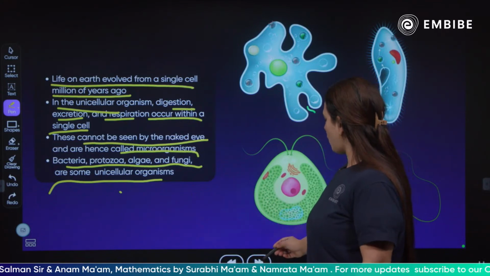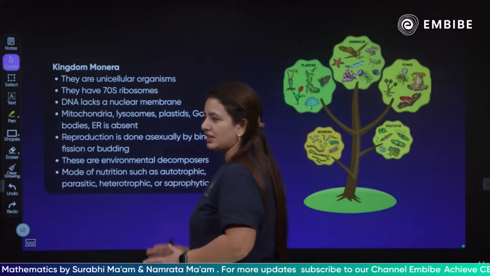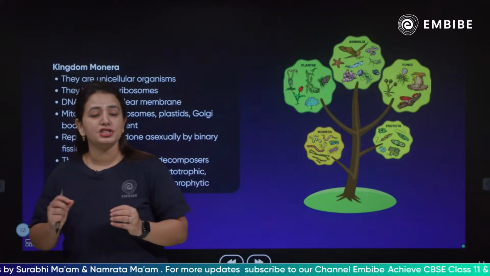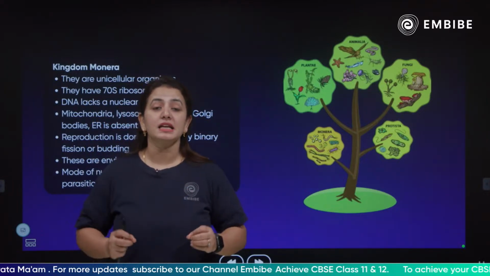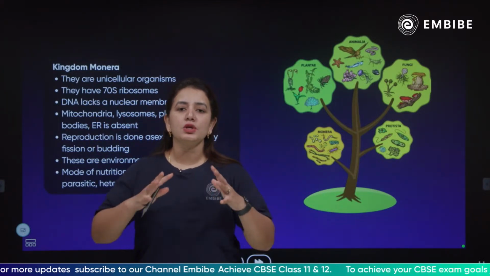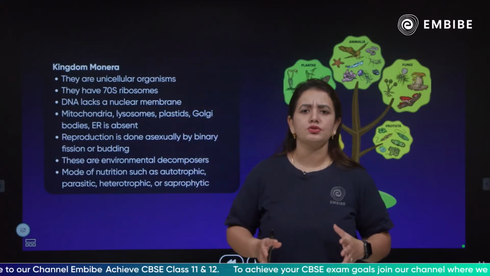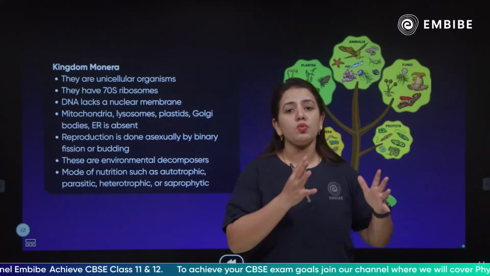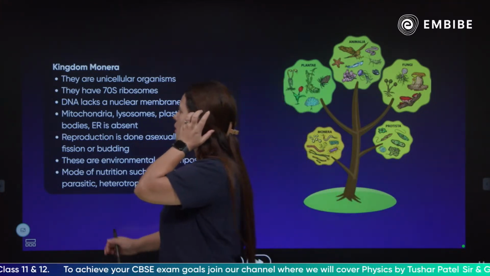Okay, moving forward children, talking about the kingdom Monera, the features of the Monerans. What are the basic important features which are unique, which led Whittaker or any other scientist to put all of them into one single kingdom and one single category, which is the kingdom Monera?